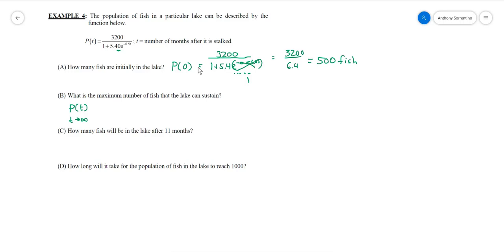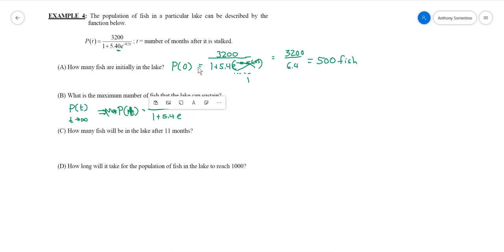So I had to think a little bit about this. I was going to say the maximum P of t would be 3200 over 1 plus 5.4 e. Well, let's think about what goes on with this. Let's not even go with that exponential there. And this is what they want you to do with this, to think about what's going on here.